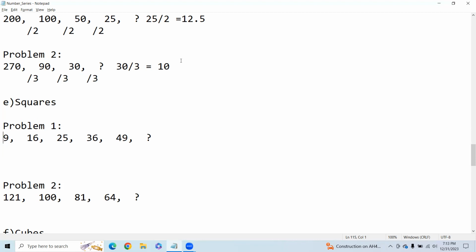Let's say I have to find the square of 4. So I have to do 4 into 4, I get 16. So this is the square.